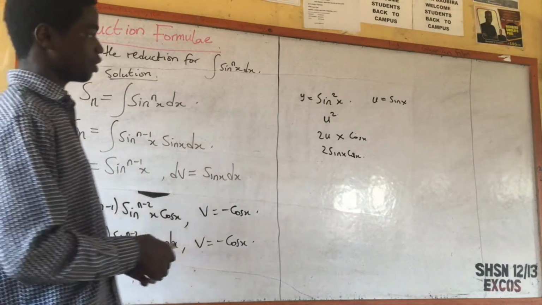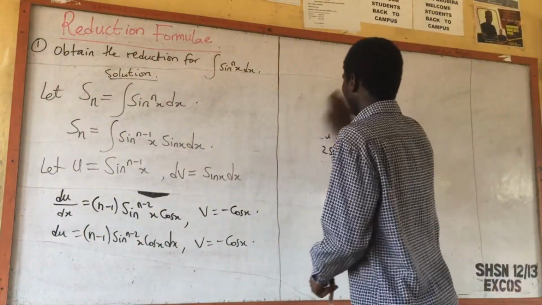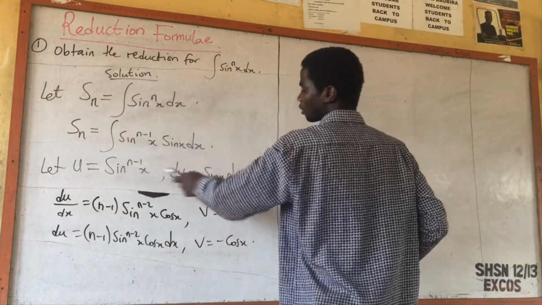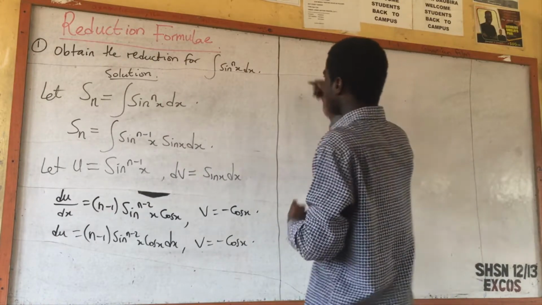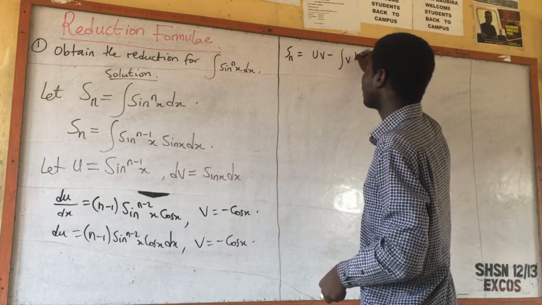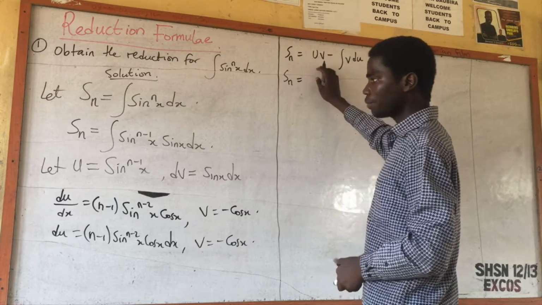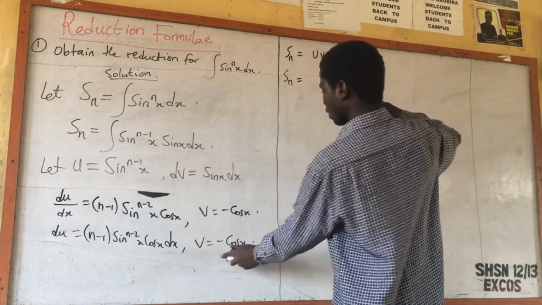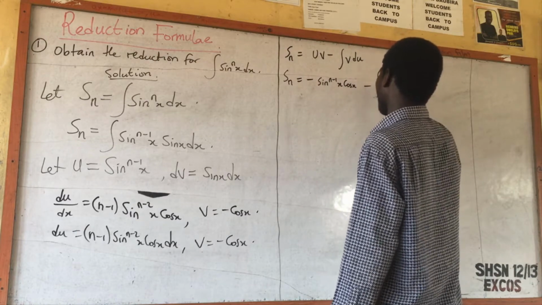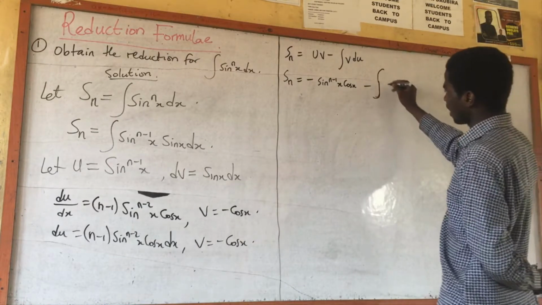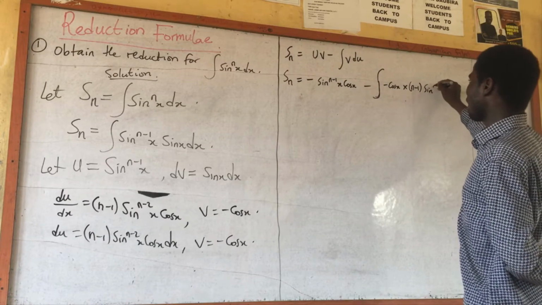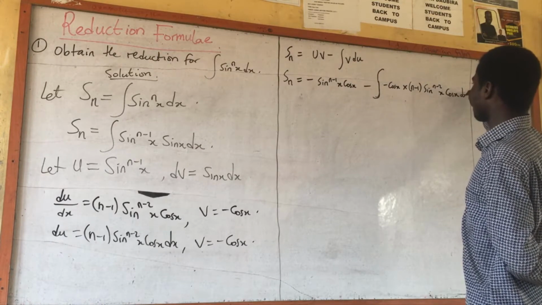So I'm now going to use my integration by parts. What does integration by parts say? I will not be writing this big cumbersome expression, I'll just write it as Sn. So Sn will be equal to, don't forget I'm using integration by parts, uv minus the integral of v du. So Sn will be equal to uv, where u is sine^(n-1) x, and v is minus cos x. So that's minus sine^(n-1) x cos x, minus the integral of v, which is minus cos x, multiplied by du. Du is (n minus 1) sine^(n-2) x cos x dx.